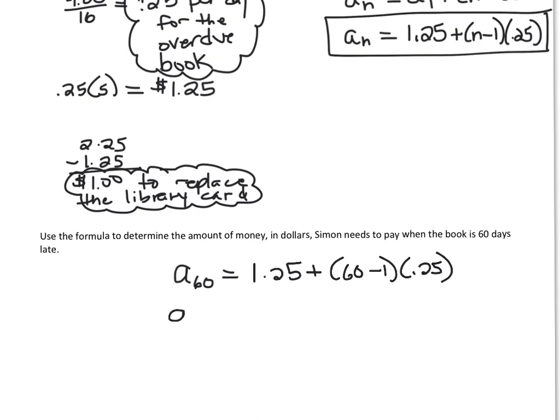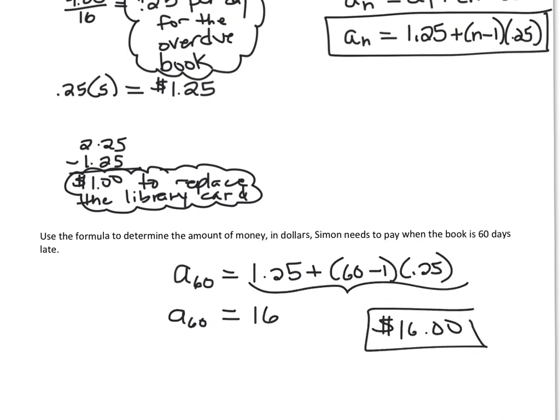So a sub 60 is equal to, and you could literally just plug this all in your calculator, and when you do, you get 16. Now, because it's money, and we always want to include our units, I'm going to write it like this, $16. If you didn't put the dollar symbol, remember, it doesn't go behind it, it goes in front of it, then you could write out the word dollars instead. So yeah, that's a lot of money for an overdue book, but I guess it was really overdue.